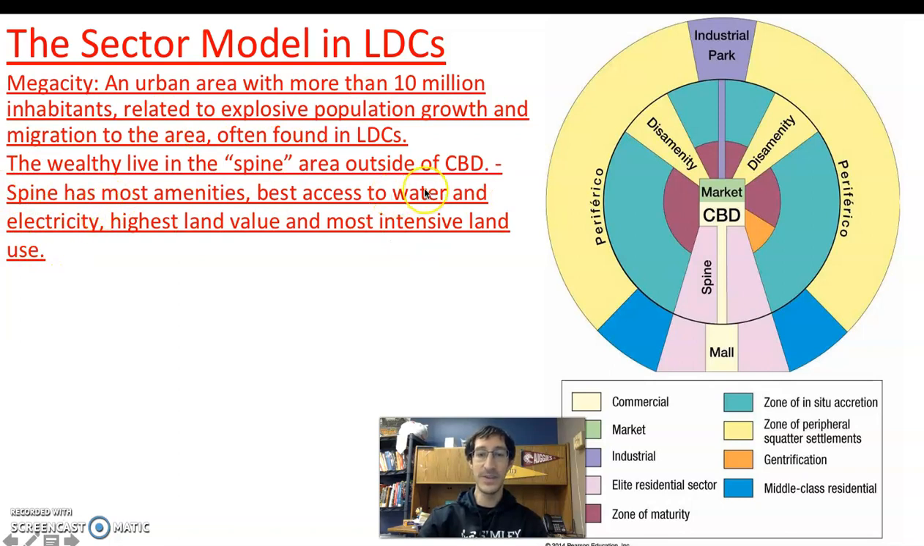So the wealthy live in what's considered the spine area that's just outside, again, of the central business district. The spine being kind of right here, and they have this really, really big mall or market area that's commercial for the high-end consumers.